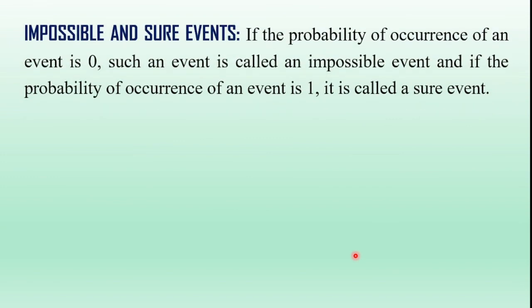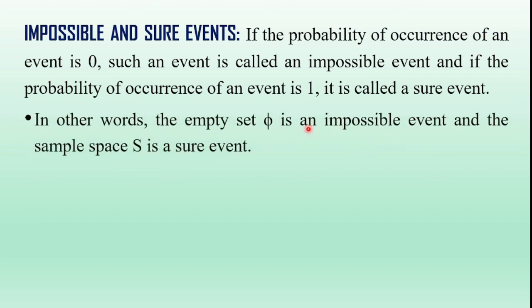And next one is impossible event and sure event. And what is an impossible event? The event phi is called an impossible event. If the probability of occurrence of an event is 0, such an event is called an impossible event. And the event capital S is called the sure event. Sure event is also called a certain event. If the probability of occurrence of an event is 1, it is called a sure event. So that is impossible event and sure event.